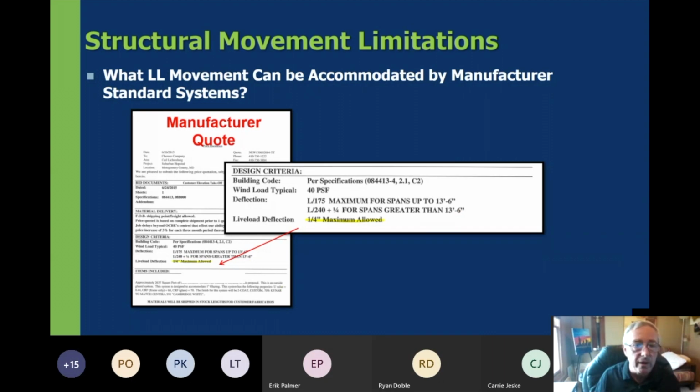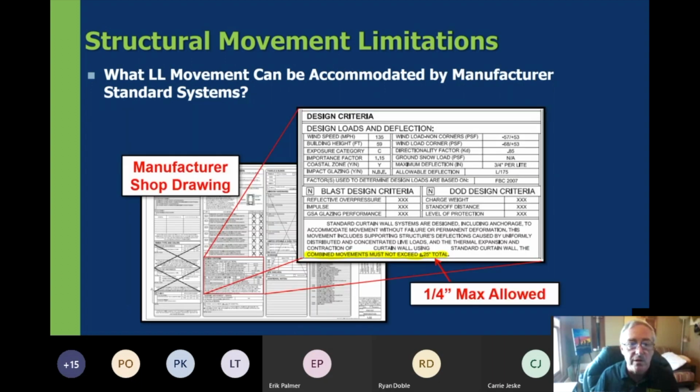Just to kind of prove the point, here's a manufacturer's quote, and you can see inside of the quote that they have a limitation to accommodate a maximum of 1/4 inch. And so that's one manufacturer. Here's a manufacturer's shop drawings, which has an embedded area in it that identifies design criteria. Down at the end of their notes in very small type, it basically says that the standard curtain wall systems can only allow a maximum of 1/4 inch building structural live load movement.